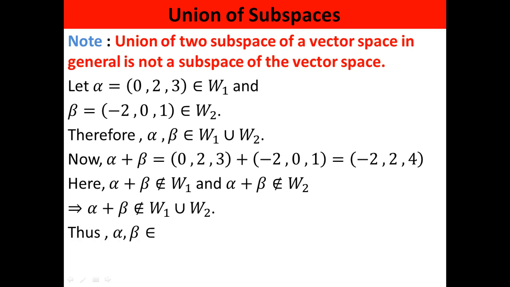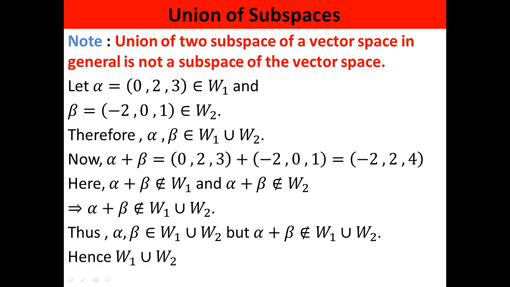Here you see that alpha and beta belong to W1 union W2, but their sum does not belong to W1 union W2. Hence W1 union W2 is not a subspace.